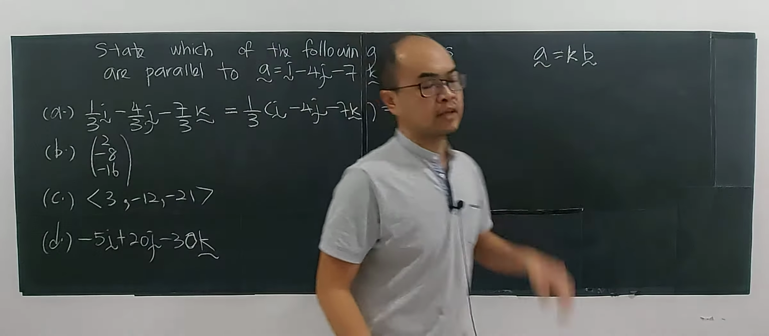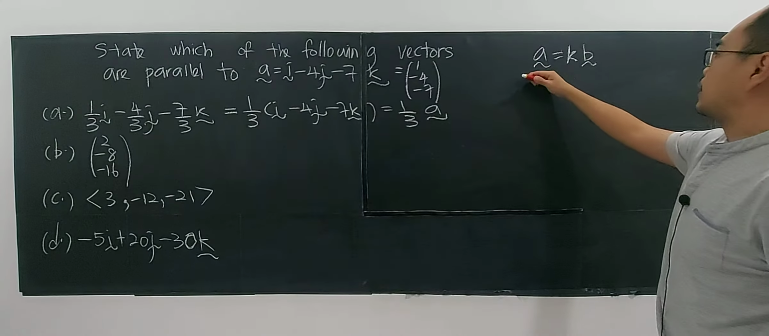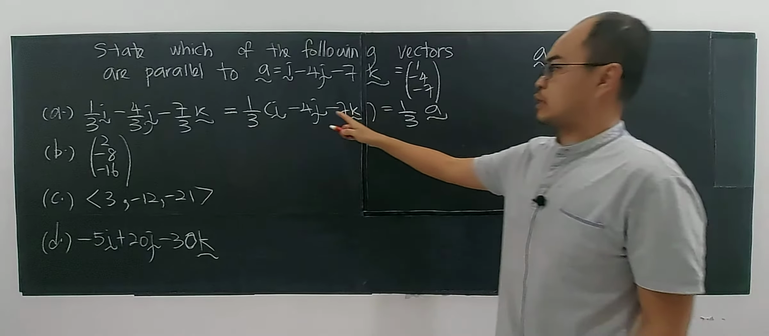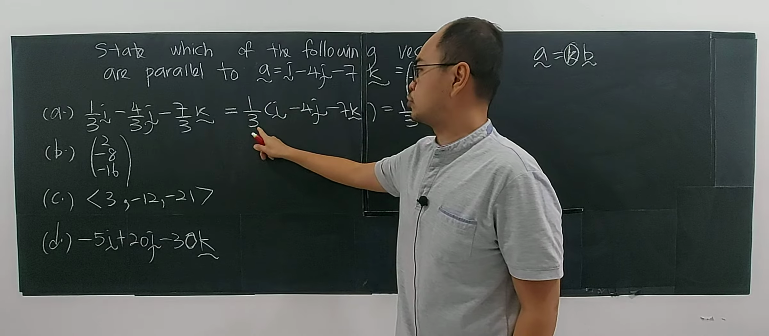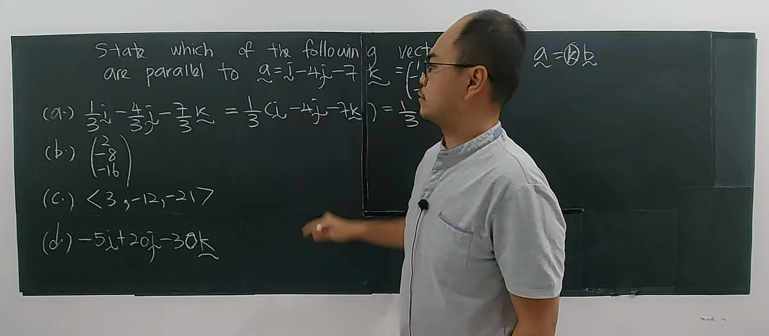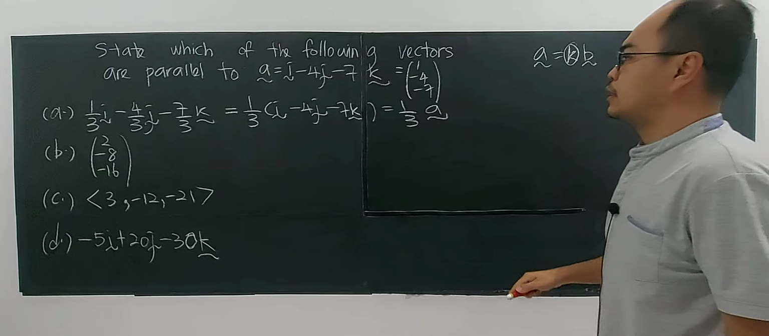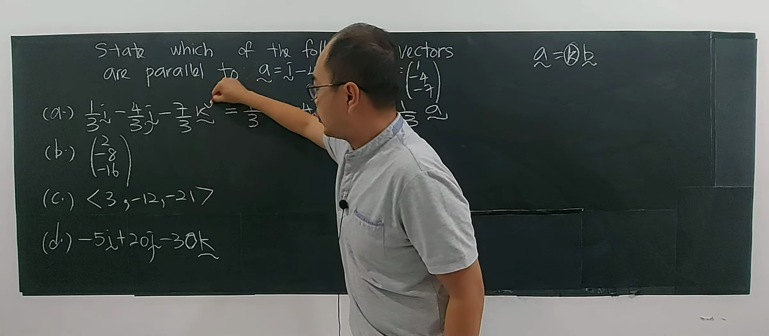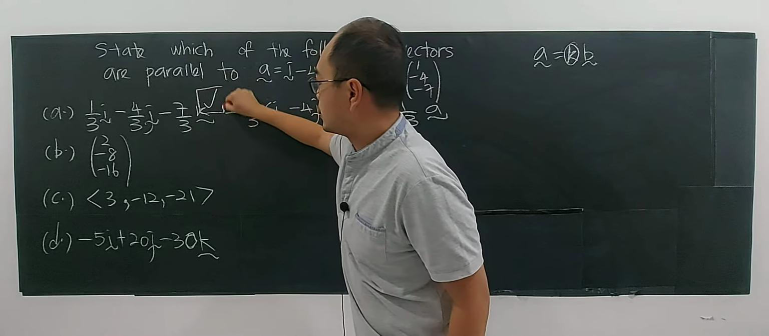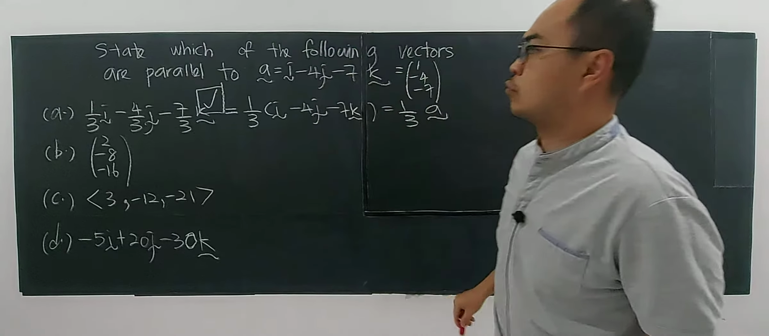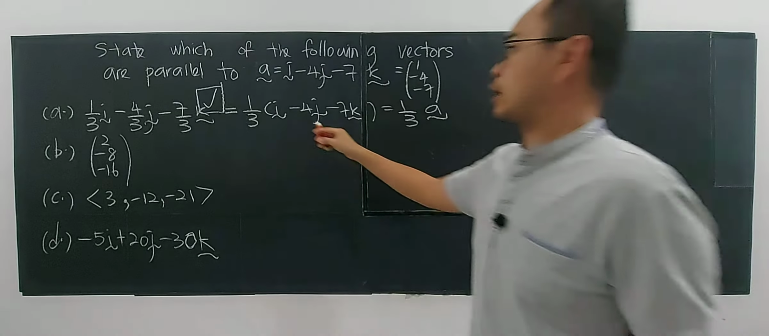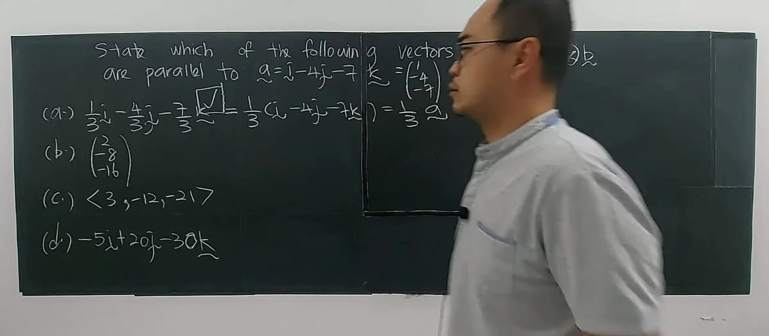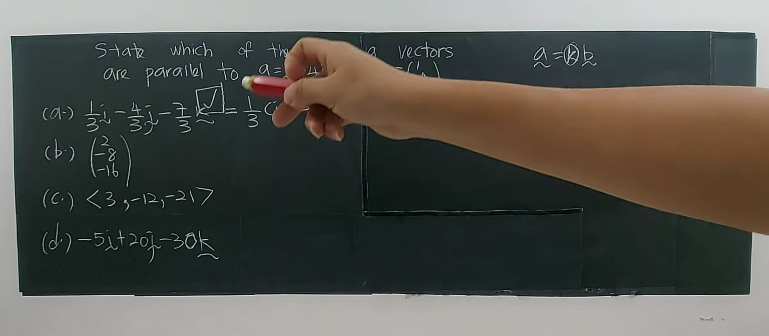Which means that as long as you can write it as a scalar of A, 1/3 of this vector A, then we can say that this vector is a parallel vector. I put a tick here to tell you that it's actually parallel to this vector A, because you can write this as a scalar of this vector. All right. Okay, let's look at part B.